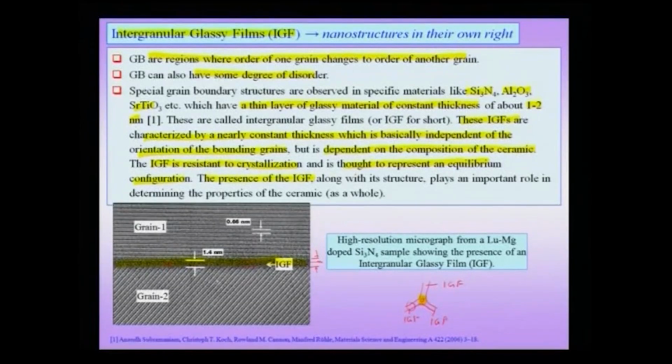The presence of the IGF along with its structure plays an important role in determining the properties of the ceramic as a whole. So, this nanostructure, though it is a small volume fraction of the entire ceramic, plays a profound role in determining the property of the ceramic as a whole.